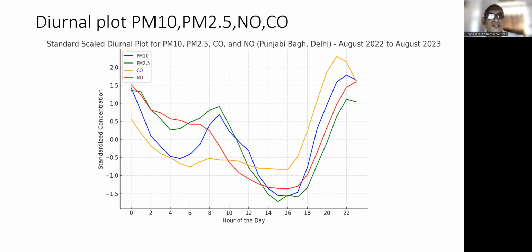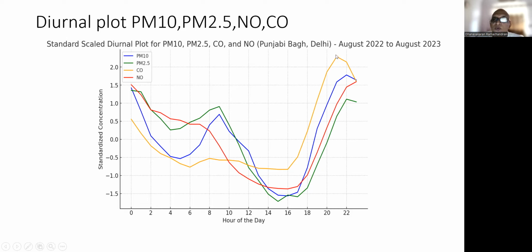Here, we are going to see a diurnal plot, or a plot of 24 hours, which is happening daily for the whole period from August 2022 to August 2023, daily, every 24 hours. I have taken 3 parameters, PM10, PM2.5, NO, and CO. You see after 18 hours, the blue and the green are PM10 and PM2.5. The yellow and the red are CO and NO.